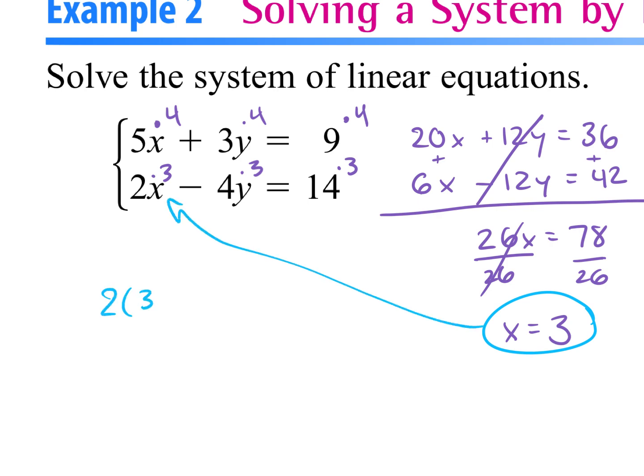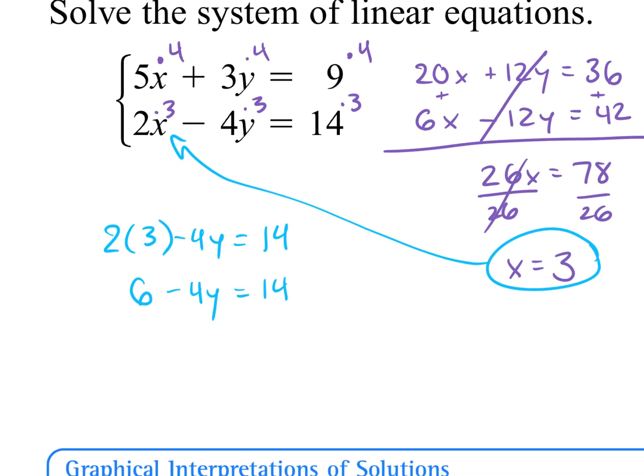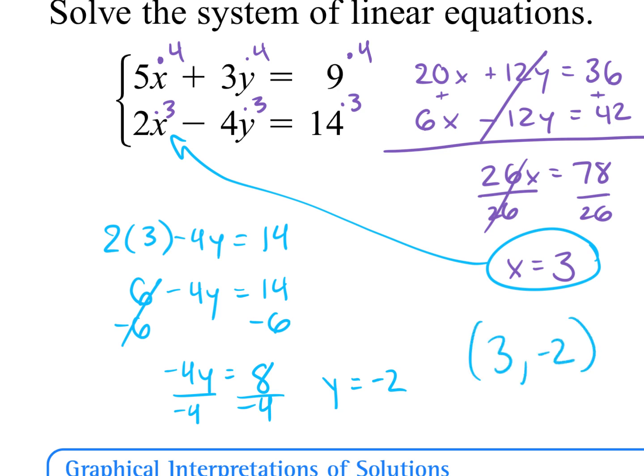So 2 times 3 minus 4y is equal to 14. Make sure you follow your order of operations. You got to multiply first. And then what should I do? Subtract the 6. So negative 4y is equal to 8. Divide by negative 4. So what does y equal? Negative 2. How would I write my answer? 3 comma negative 2.